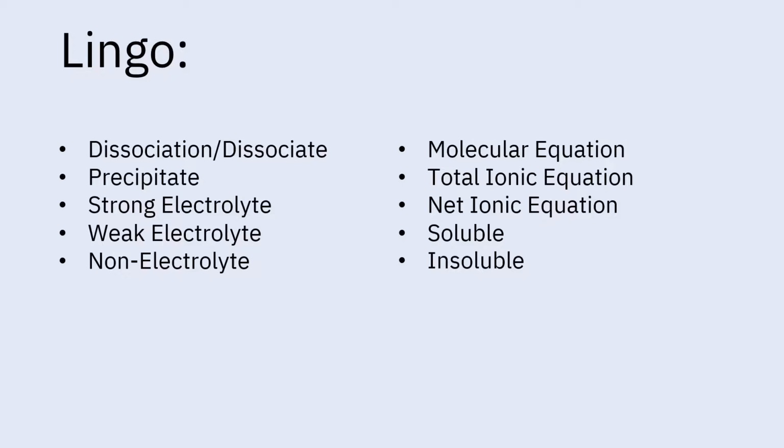We're going to be talking about dissociation or dissociating, precipitate or precipitate, depending on how you want to say it. Strong, weak, and non-electrolytes. We'll introduce concepts of molecular equation, total ionic equation, and net ionic equation. And we'll talk about solubility, which compounds are soluble in water and which are insoluble in water.